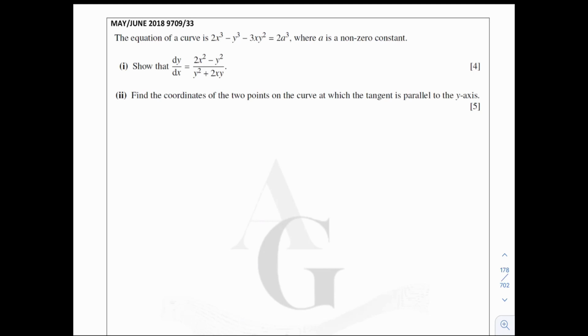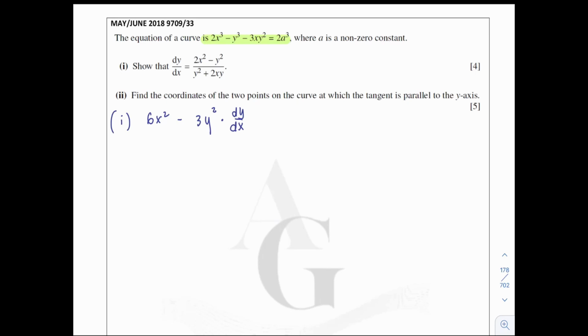Alright, so for this equation, it's actually an implicit equation. So we have to differentiate this equation with respect to x. So for part 1, let's differentiate the left hand side. When you see 2x cubed here, you just differentiate as usual. Then you get 6x squared. And the next term is negative y cubed. When you differentiate, you get 3y squared times dy/dx.